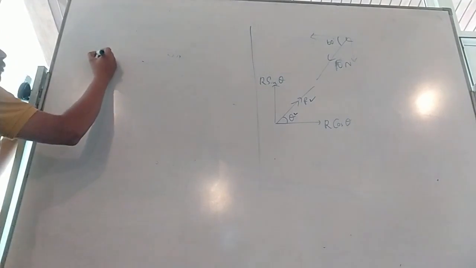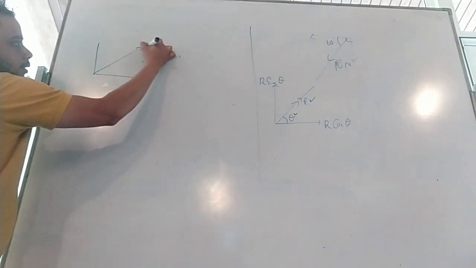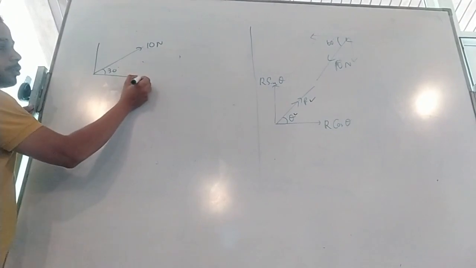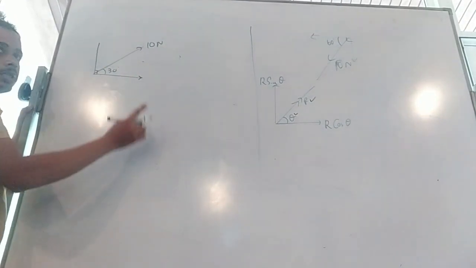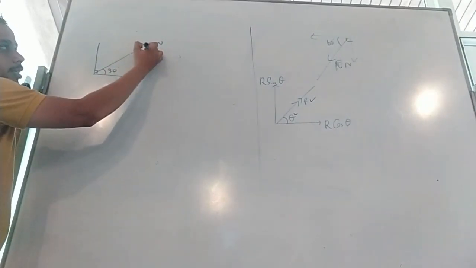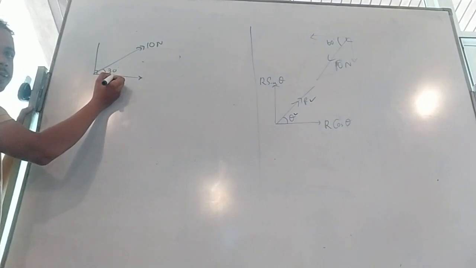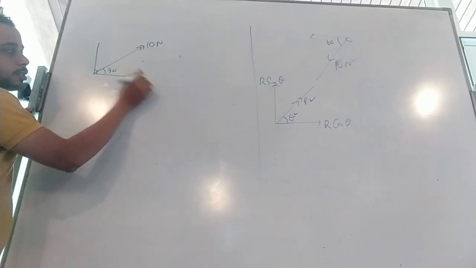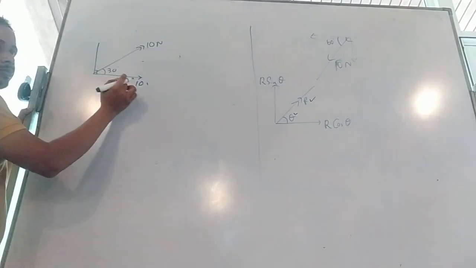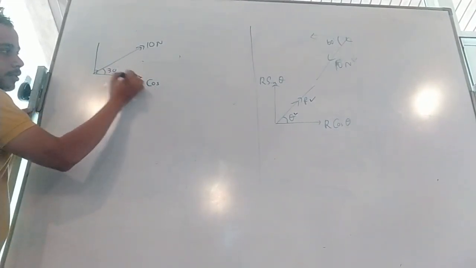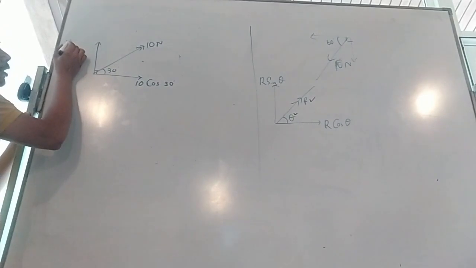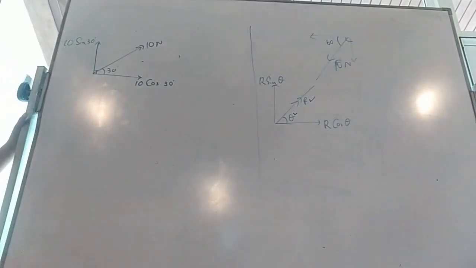So if you have a vector like this, 10 newtons towards this way, and this angle is 30, what should this component be? The original vector is 10 newtons, the angle is 30. So this component becomes the force multiplied by cos of the angle, since this side, you can see, is touching the angle. Then this side will become the original vector times the sine value.